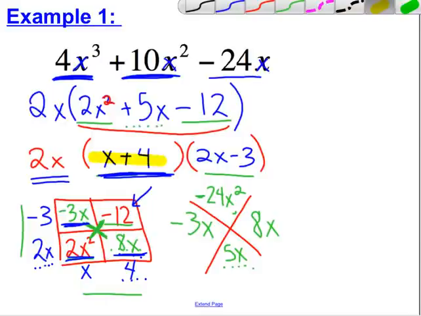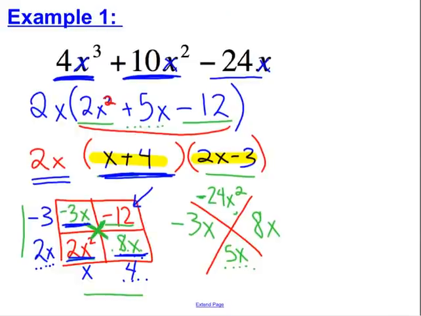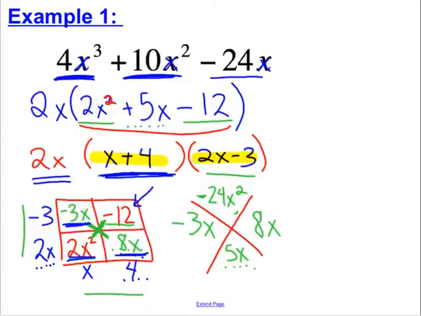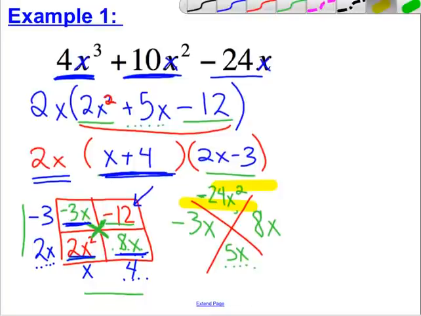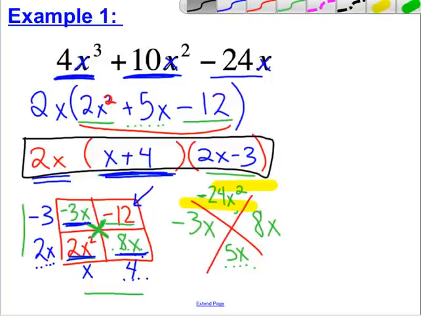2x minus 3, the 2 and the 3 do not have any common factors, so they are relatively prime, we call them, and they cannot be factored any further. So you are done factoring this. And the final answer is what you see here: 2x times x plus 4 times 2x minus 3. That is completely factored. All the common factors were pulled out, and we factored the polynomial.